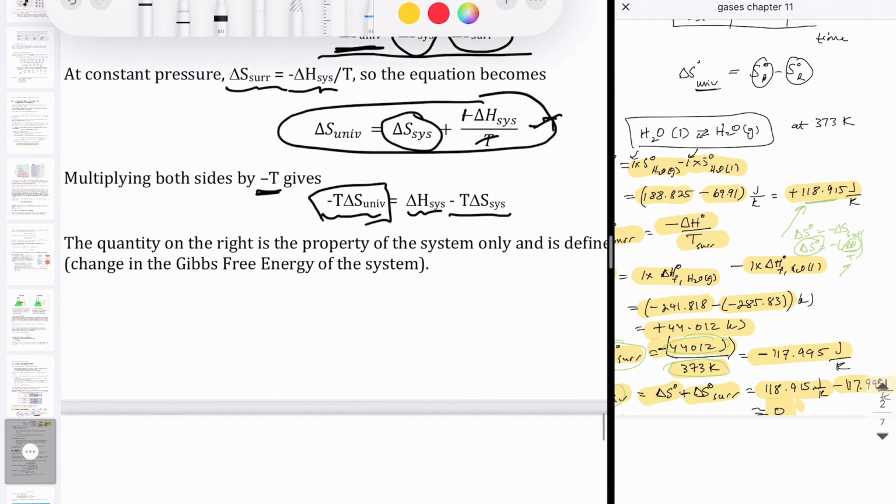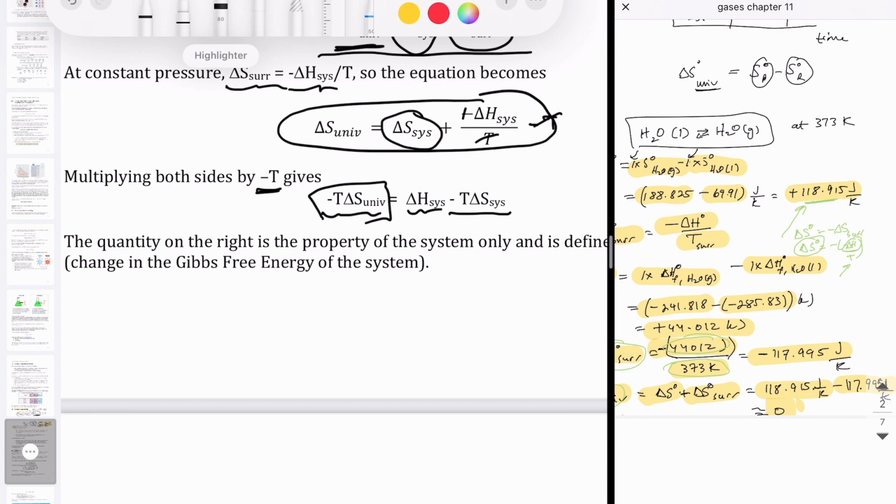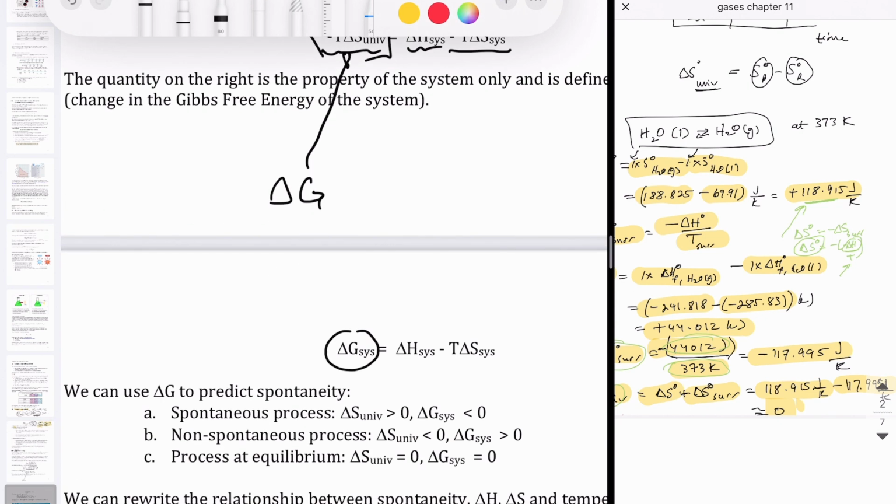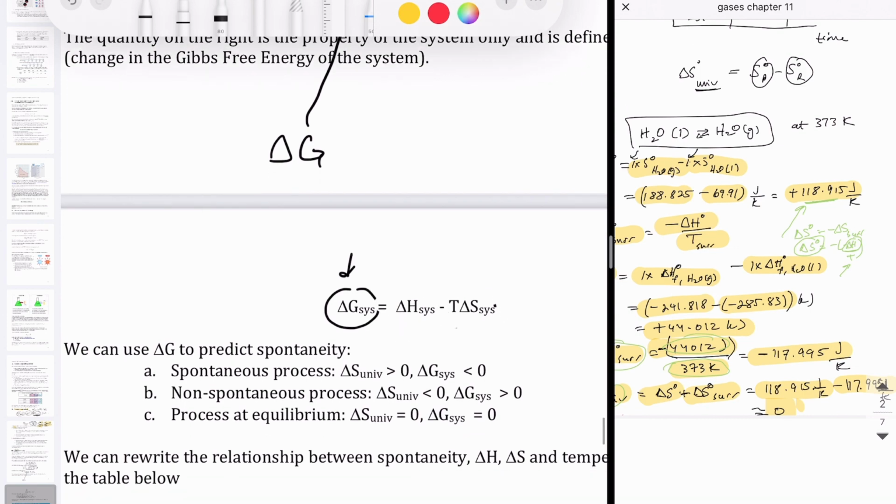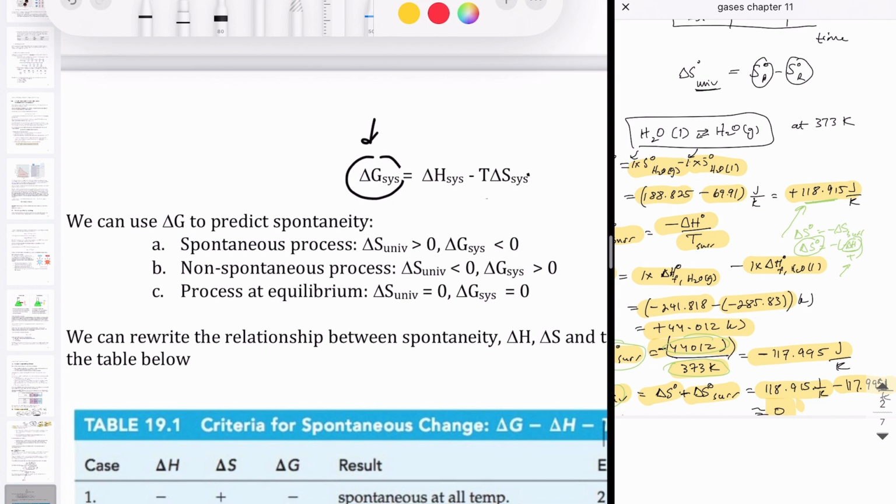Okay, this quantity is what Gibbs defined as the free energy. So that quantity now is defined as delta G of the system. And so now we have this simpler equation, which is just the property of the system called the Gibbs free energy, which is going to be equal to delta H of the system minus T delta S of the system. And then calculating this number tells us whether the reaction is spontaneous or not.